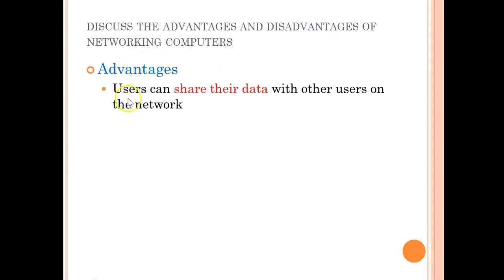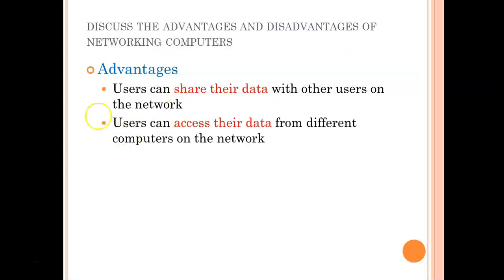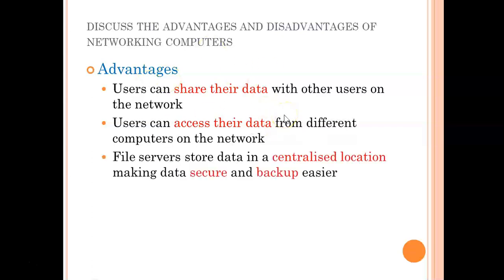Discuss the advantages and disadvantages of networking computers. So what is the advantage of linking computers together so that they can share resources and other things like that? The advantages: users can share their data with other users on the network, so you can send files from one computer to another. Users can access their data from different computers on the network, so you can sit at different computers. You don't have to always sit at the same one that you usually sit on. From any computer on the network, you can access your information or files.